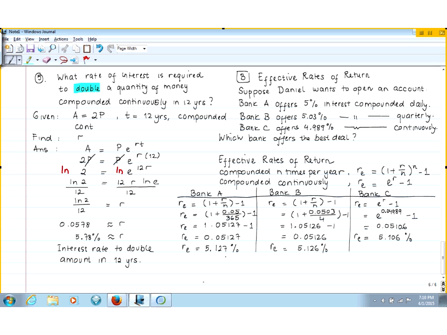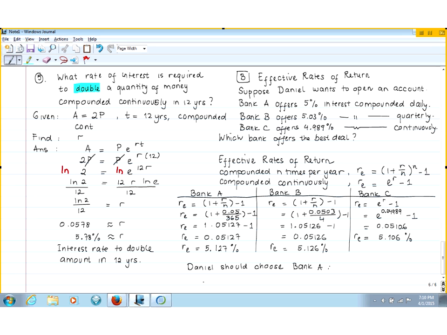So which one gives the best return? Obviously, it's bank A. This gives the highest return. So Daniel should choose bank A. Why? Because it gives the highest return. So actually, this formula is quite useful when comparing more than one rate. Which one's better? A 5% compounded daily, or 5.03% compounded quarterly, or 4.989% compounded continuously. So we use effective rates of return.